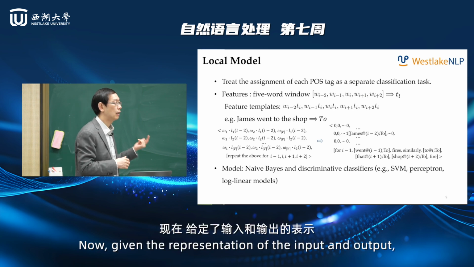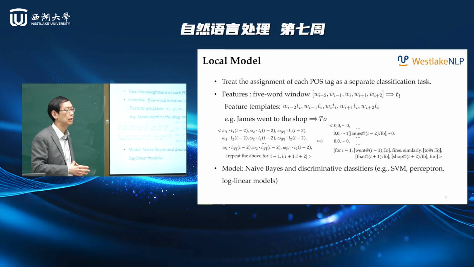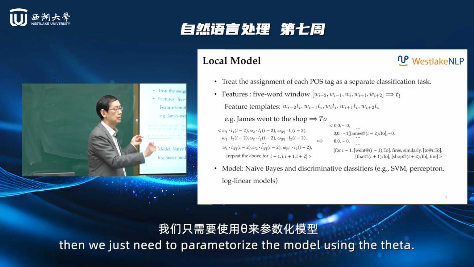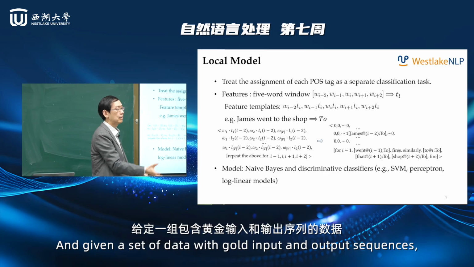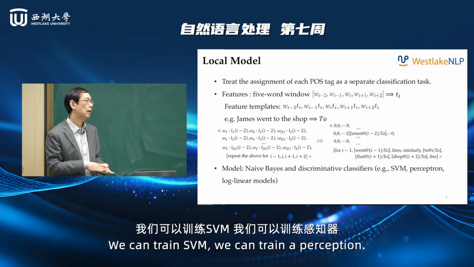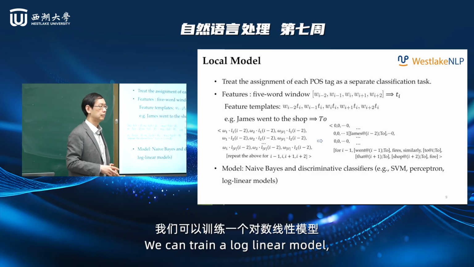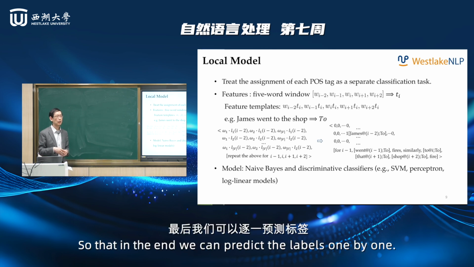Now, given the representation of the input and output, the remaining thing everyone knows, because when we have phi, then we just need to parameterize the model using a theta, right? And given a set of data with gold input and output sequences, we can train using SGD. We can train SVM, we can train a perceptron, we can train a log linear model, right? So that in the end we can predict the labels one by one.